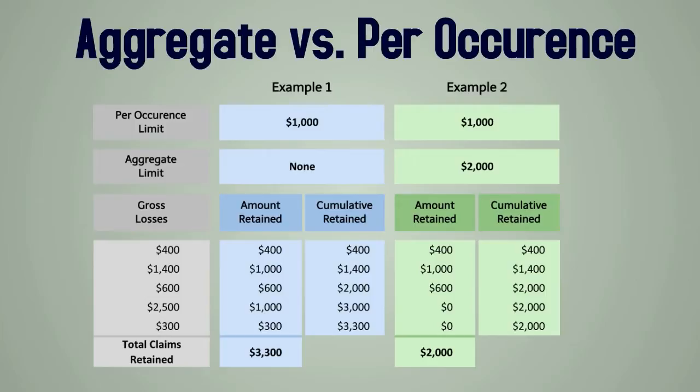So in example 2, we see that the $400 claim was retained. The $1,400 claim was limited to $1,000. That was the per occurrence limit. That's our retention per occurrence. And then once we hit the $600 claim, that hits our maximum, our aggregate limit. So that's our aggregate retention of $2,000. And so we will not have any more losses above the $2,000 aggregate limit, even though we have a couple more losses that occurred during the year. So that limits our overall losses paid under example 2 to $2,000 versus the $3,300 under example 1. So in this case, the aggregate retention reduced the total claims retained by $1,300.